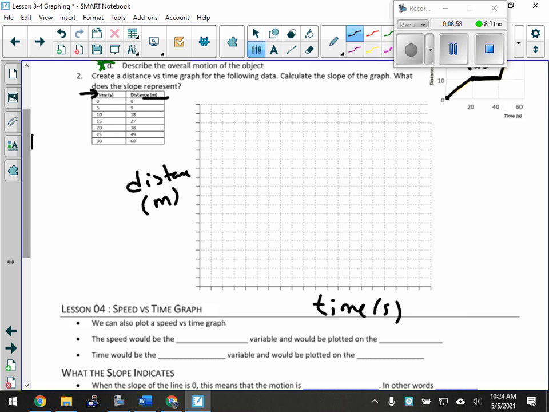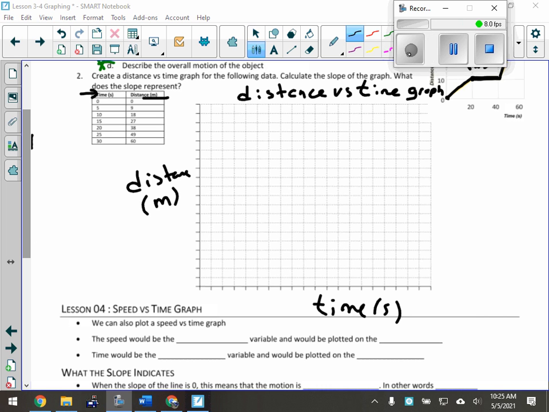Now, what else should I put on here? Well, I probably should put a title, yes? And I'm going to call it the distance versus time. Now, I don't know what this is of, because it doesn't say here. So I'm just going to put distance versus time graph. That's all I can do, okay? Just give me 1 second here. I'm going to stop this first.